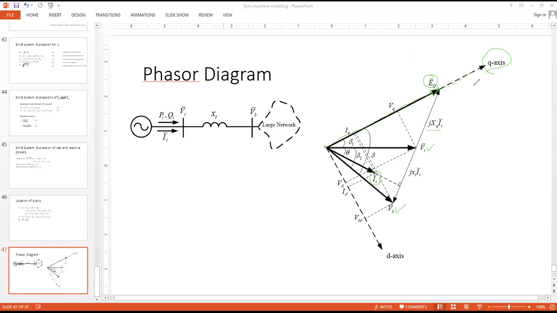So what would be the d-axis? We assume that the d-axis is 90-degree lagging. So this is the d-axis, 90-degree lagging. Once you locate the q-axis, then it is pretty straightforward. So this is your d-axis. So we are done with the location of the q-axis as well as the d-axis.